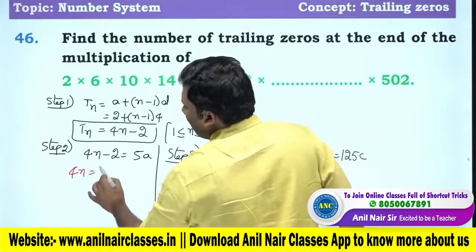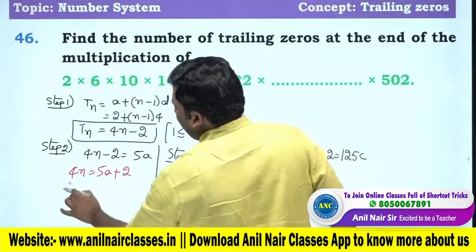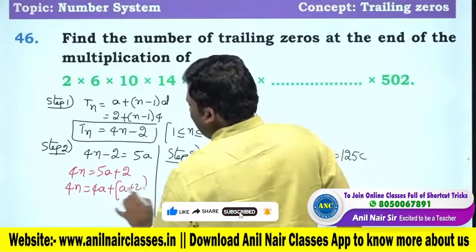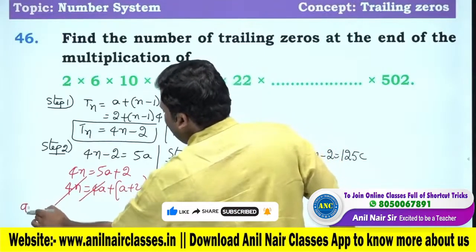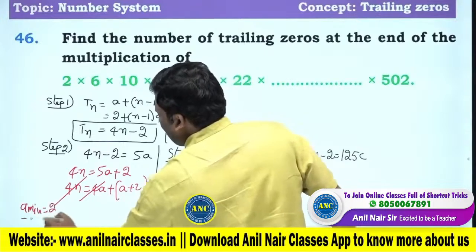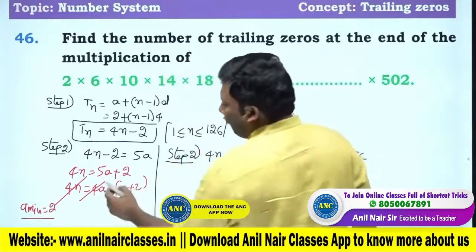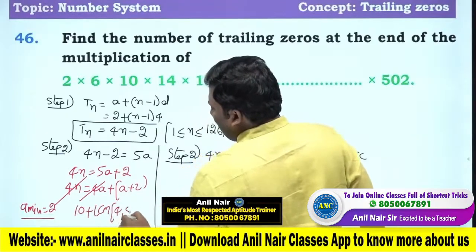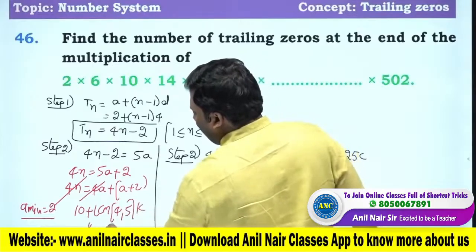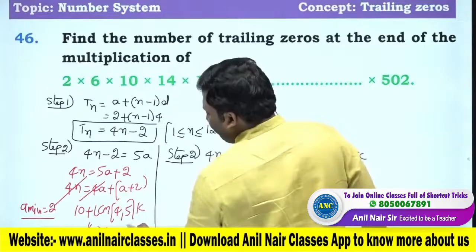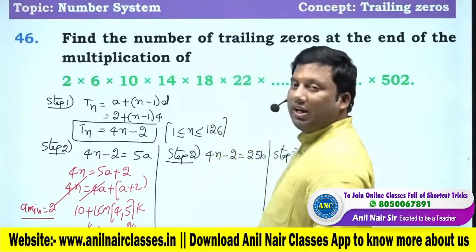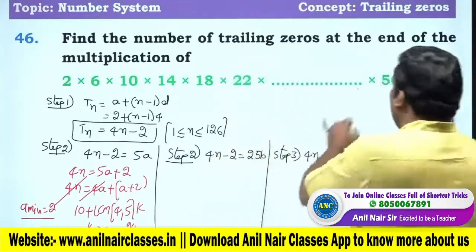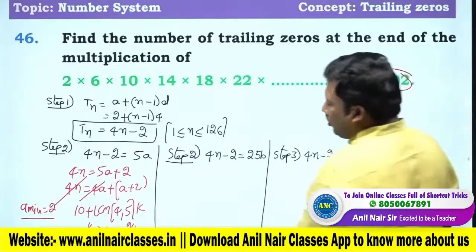4n equivalent to 5a plus 2. 4n equivalent to 4a plus a plus 2. Divisible by 4. A minimum is 2. 2 plus 2, 4. It is divisible by 4. 5 2s are 10. So this will be 10 plus LCM of 4 comma 5 into k. K can be 0 to 24. Why it cannot be 25? 20 into 25, 500. 500 plus 10 is 510. Upper limit is 502. 0 to 24.